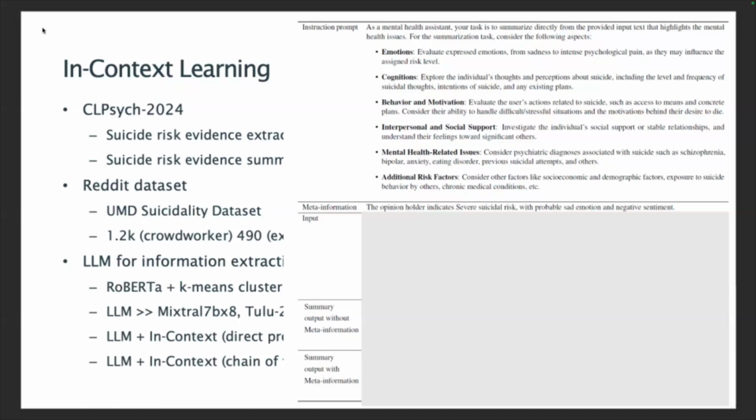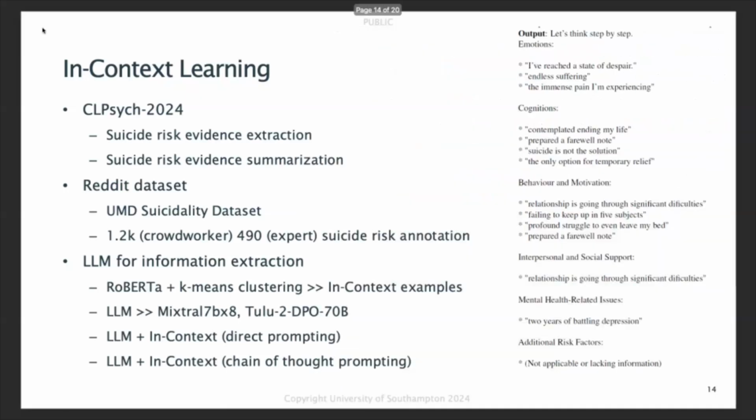In terms of chain of thought prompting, this is where we break it down step by step. This is the type of thing we do. You can see it says at the top, output, let's think step by step. Emotions: here's some extractive text from the input that relates to emotions. Then we have cognitions. So this is the example where we give it the sorts of things that we'd like it to do.